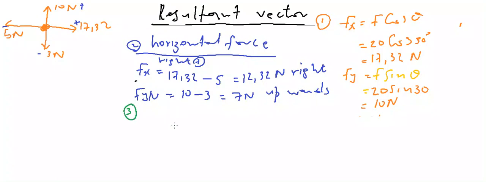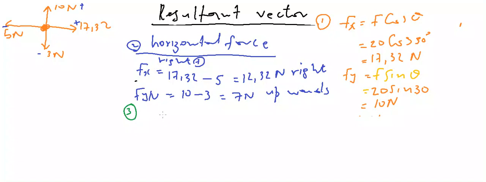When you draw head to tail, you have to draw the first vector. That is the first thing. First vector. Second vector, such that the tail of the second vector is on the head of the first vector. Then you draw the last vector such that the tail of the last vector is from the tail of the first vector, and the head of the last vector is on the head of the second vector.